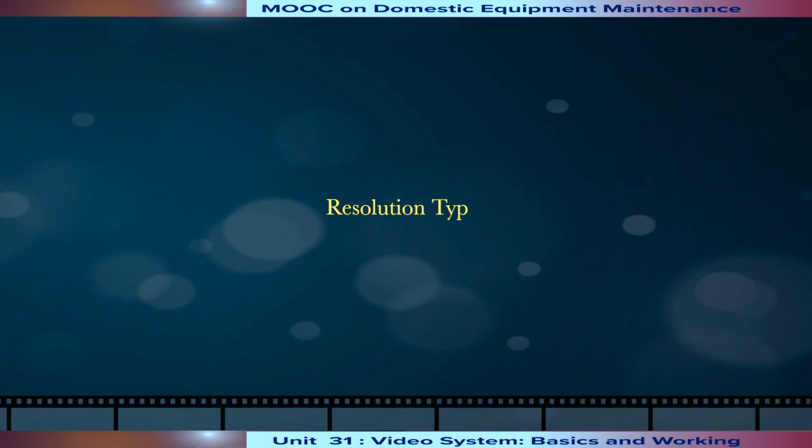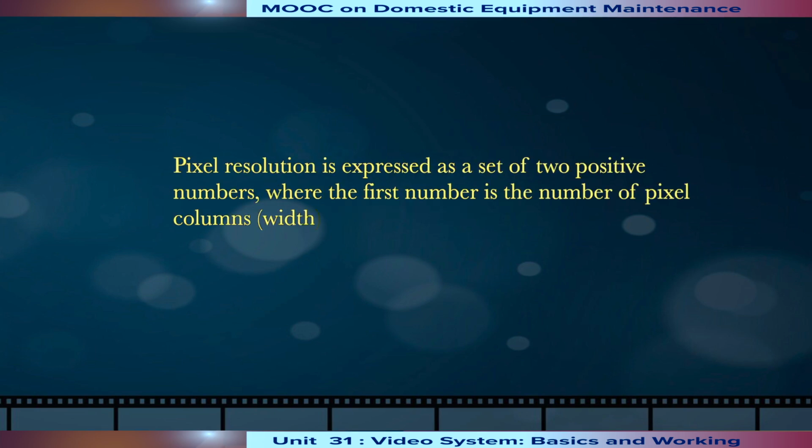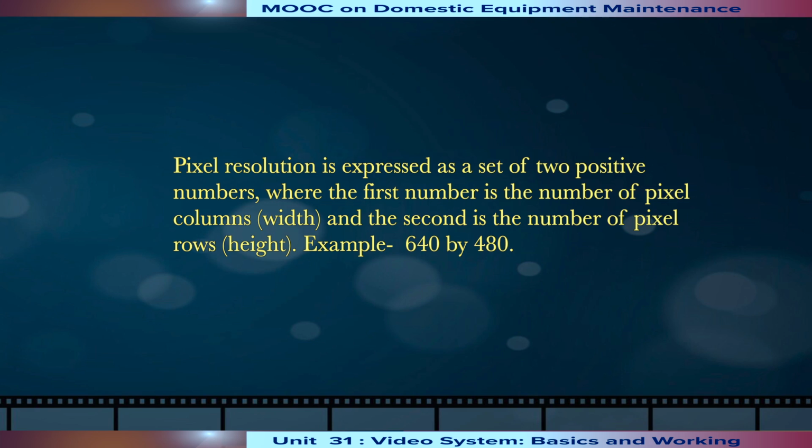Resolution types. So the first type is pixel resolution. This is used in case of images. Pixel resolution is expressed as a set of 2 positive numbers, where the first number is the number of pixel columns and the second is the number of pixel rows. For example, 640 by 480.